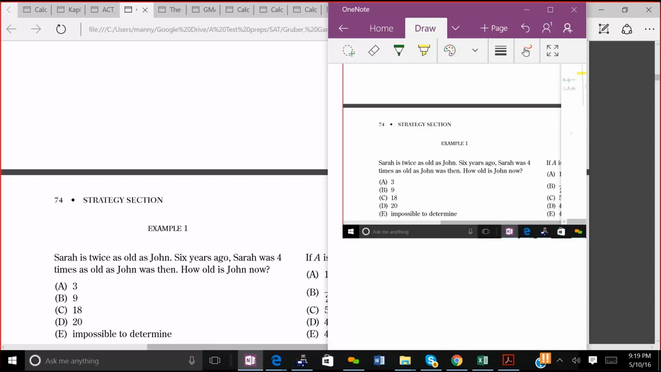So 6 years ago, Sarah was 4 times as old as John was then. And now Sarah is twice as old as John. Yep. Sarah, right now she's twice as old. How old is John now? So we're trying to find out how old John is now.